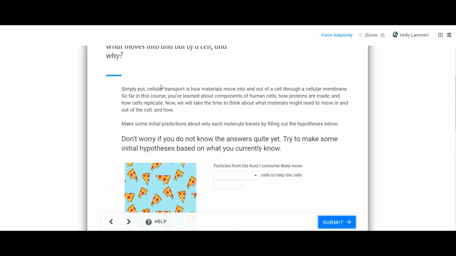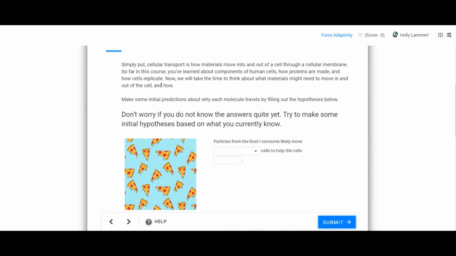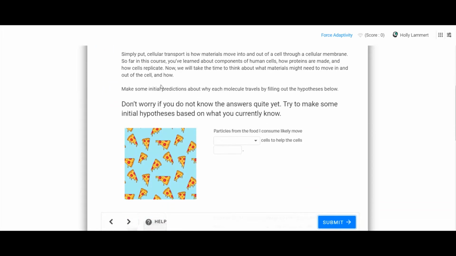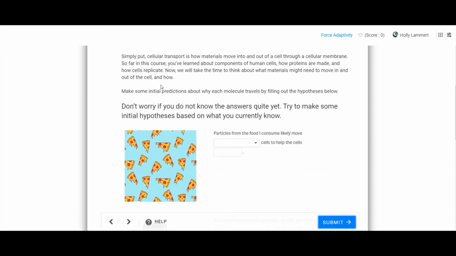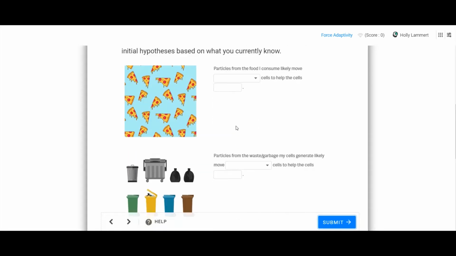Simply put, cellular transport is how material moves into and out of a cell through a cell membrane. So far in this course, you've learned about the components of human cells, how proteins are made, and how cells replicate. Now, we will take time to think about what materials might need to move in and out of the cell and how. Make some initial predictions about why each molecule travels by filling out the hypotheses below. Don't worry if you don't know the answers quite yet. Try to make some initial hypotheses on what you know.